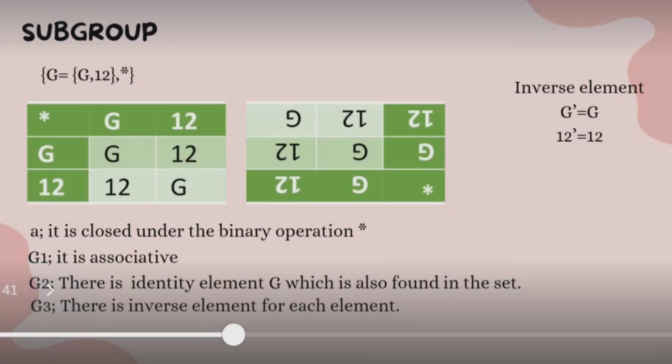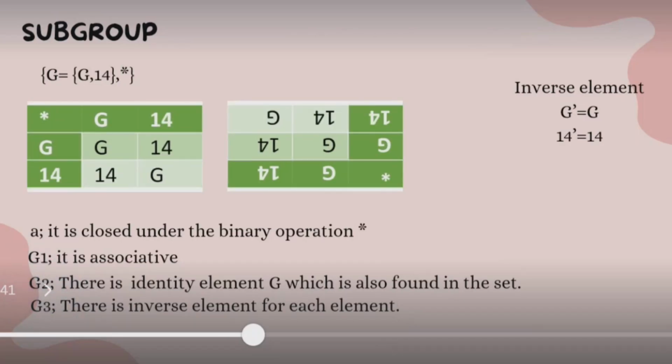Next is the set of G is equal to the element of G12. As usual, it is associative since after we rotate this 180 degrees, the result is still the same. And of course, it has identity element G and inverse element. So this is closed under the binary operation of G sub 8 because the identity exists as well as the inverse.